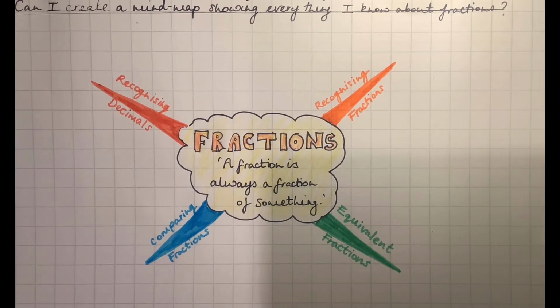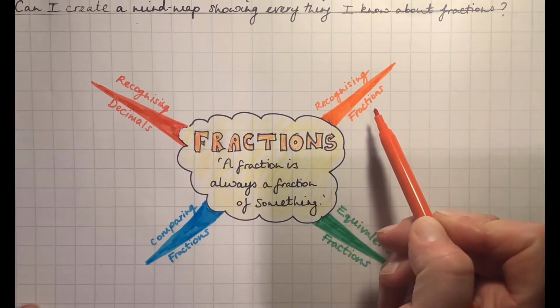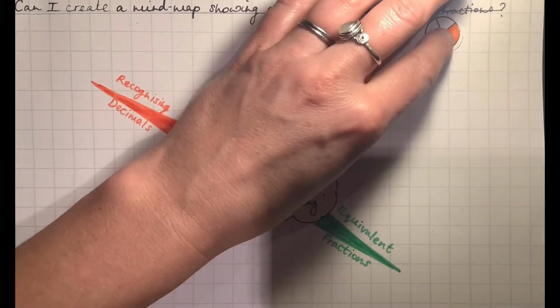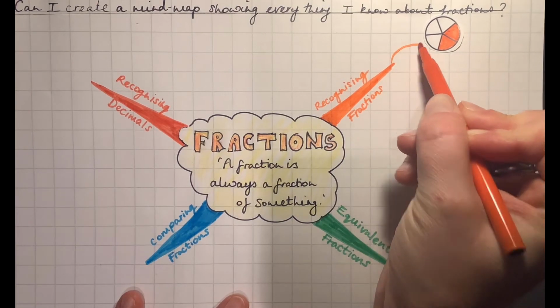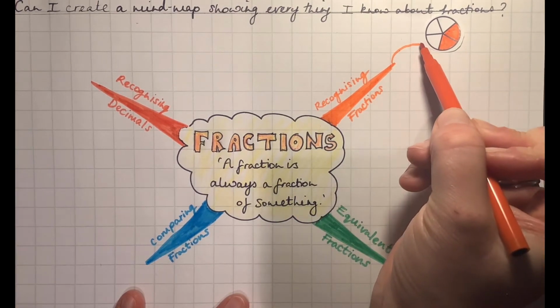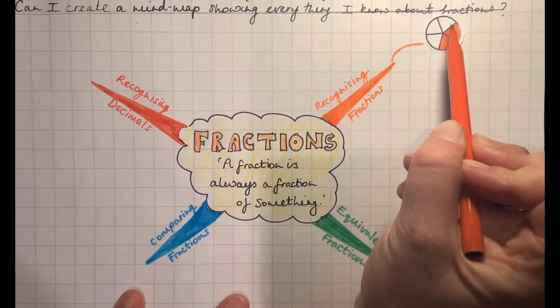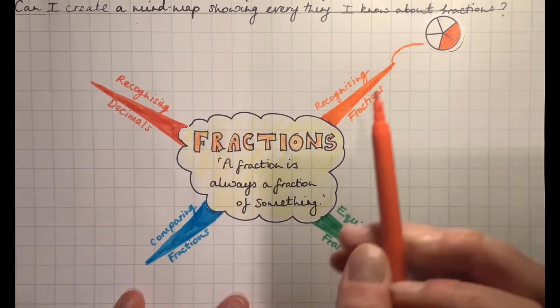Right, Year 4, so here is my mind map that I've got ready from the video in my maths book. So let's start up here with recognising fractions. So just to make it nice and quick and easy to show you, I have got some images ready. Okay, so you can draw some of your own and they can be whatever shape you like.